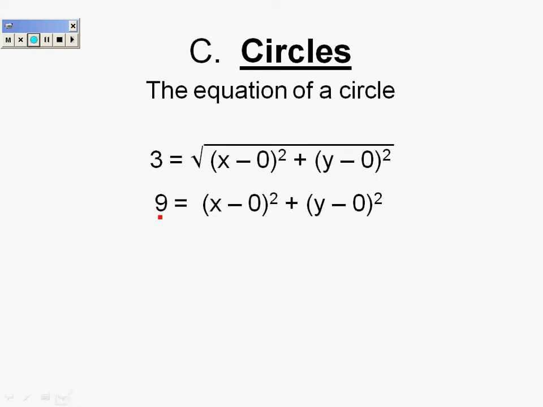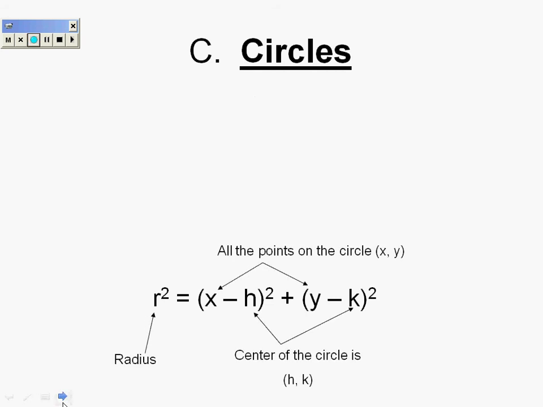This number represents the radius that's been squared. This number represented our center. And the x and y, those are all the points around the circle that are 3 spaces away from the center. So we're going to use the letter R to represent the radius. We're going to use the letter H and the letter K to represent the 2 components of the center's coordinates. And the x and y represent all the points that are on the circle. This is what I'd like you guys to write down here.